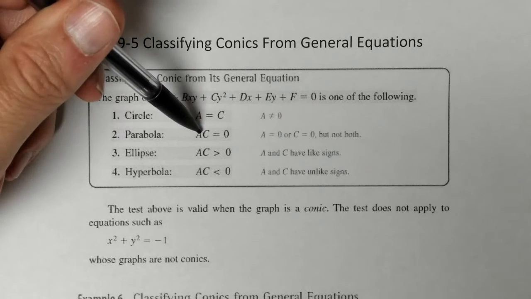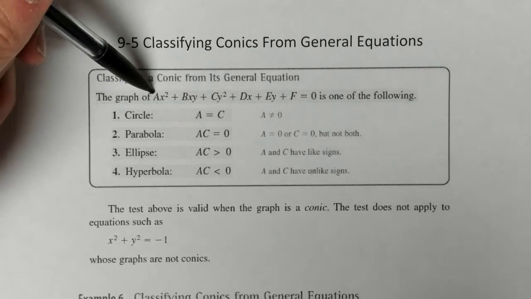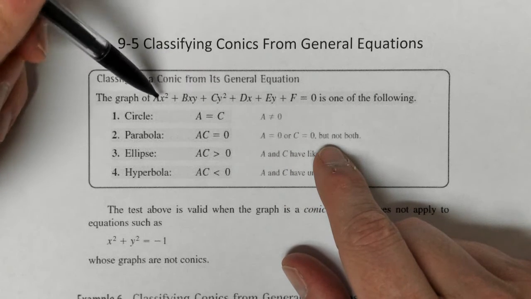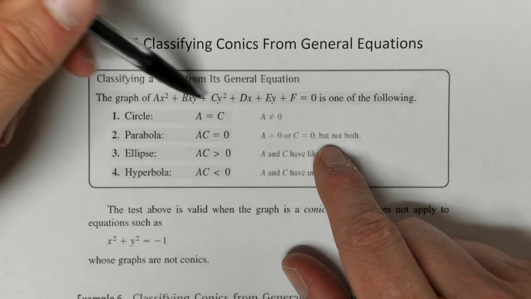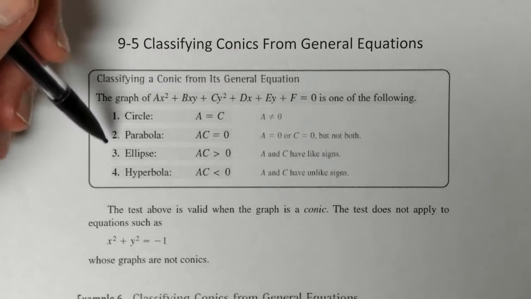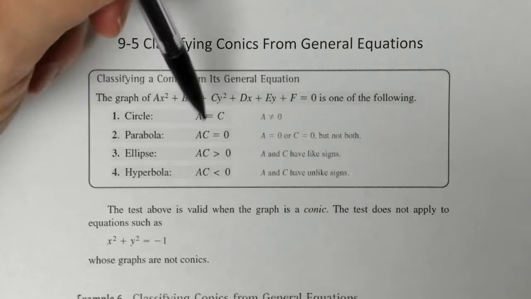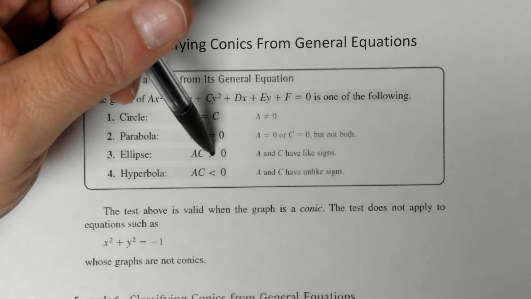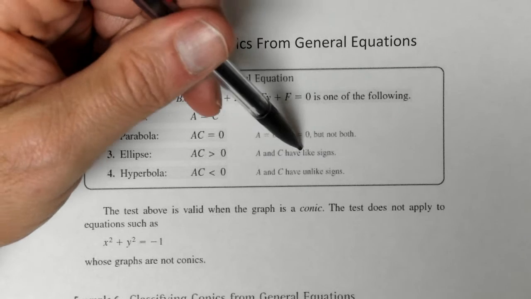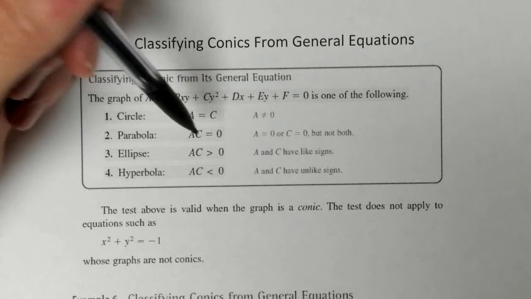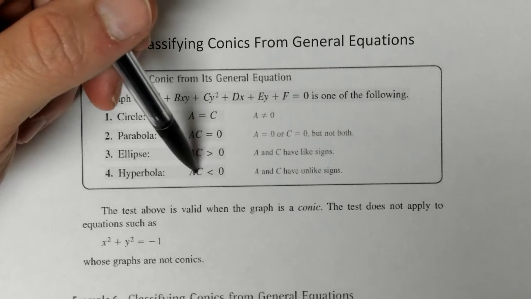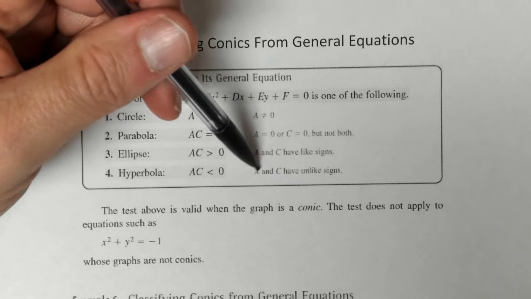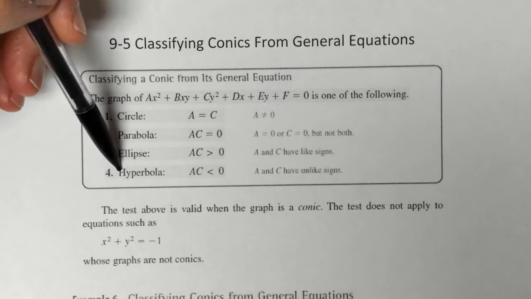For a parabola, if A times C is equal to 0, meaning that one of these two is 0, but again not both, because if they're both 0, there would be no squared term for the x or the y, and then it wouldn't be a conic section. As long as one of these two is 0, then it's a parabola. If A times C is greater than 0, meaning that A and C have like signs, either both positive or both negative, then you have yourself an ellipse. And if A times C is less than 0, meaning they have different signs, one positive and one negative, then you have yourself a hyperbola.